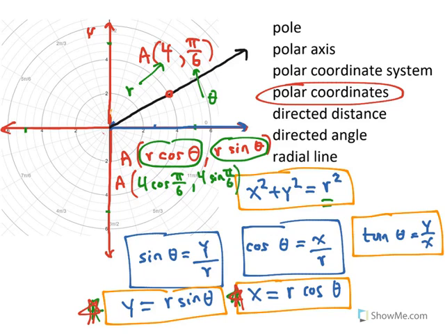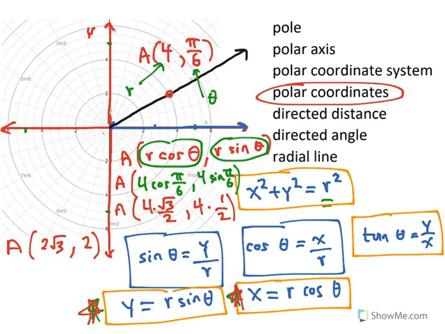So you have to remember some trigonometry here to be successful. So cosine of pi over 6 is going to be square root of 3 over 2. So you have 4 times square root of 3 over 2. And sine of pi over 6 is 1/2. So you have 4 times 1/2. So when you do that, you get A would be 2 square root of 3, comma, 2. So those are the rectangular coordinates of the same point, A.